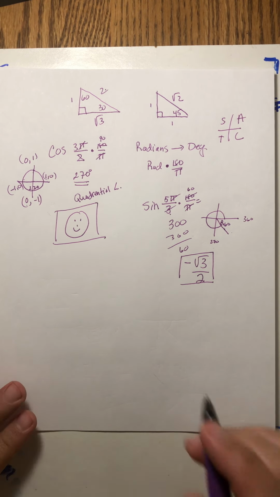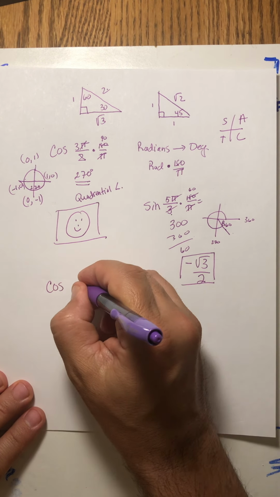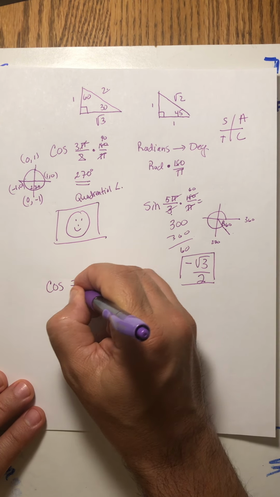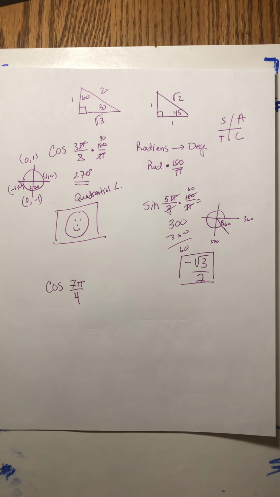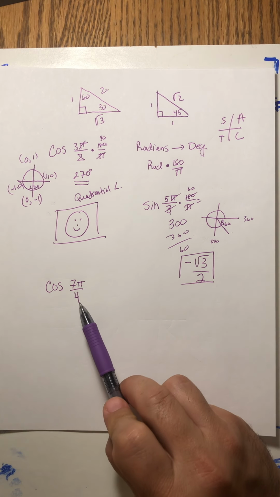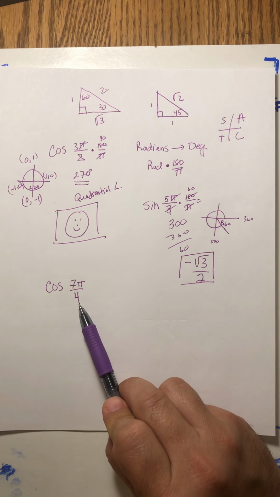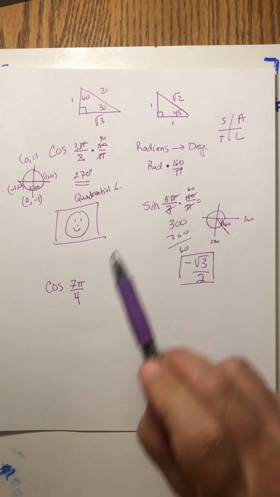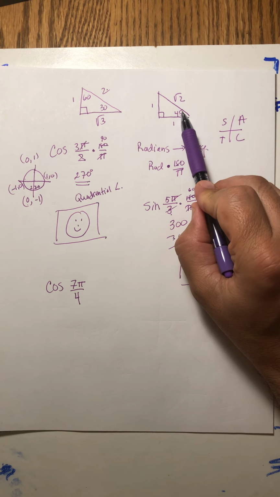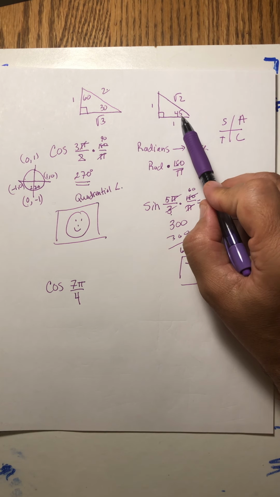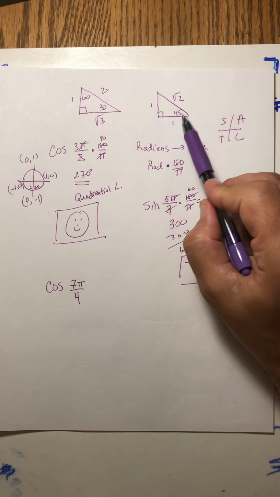All right, last one. Cosine of 7 pi over 4. Now I'm going to give you another hint. Anything with a denominator of 4 is going to be your 45s. It's going to be a 45. We just need to know what quadrant we are in. So let's find the actual angle. We'll figure out the reference.